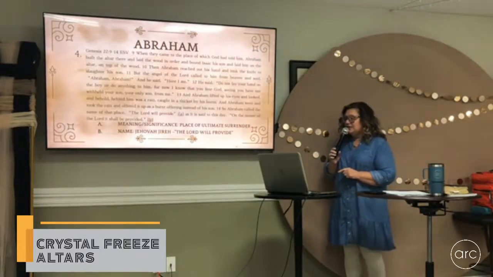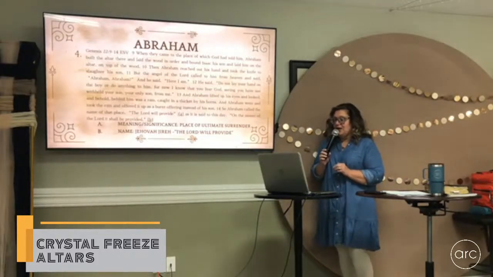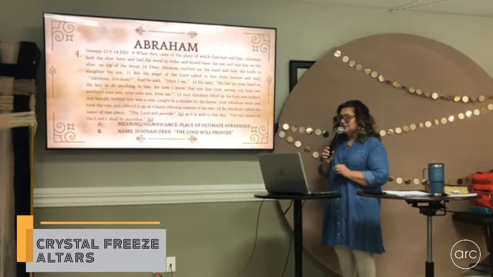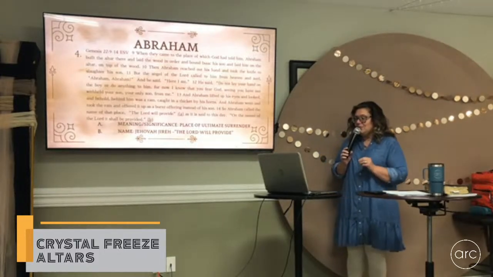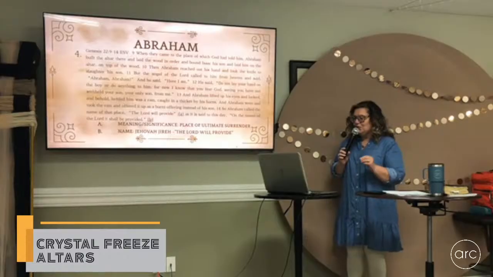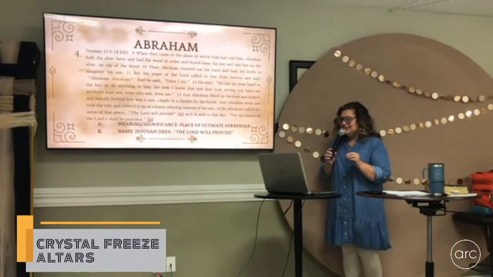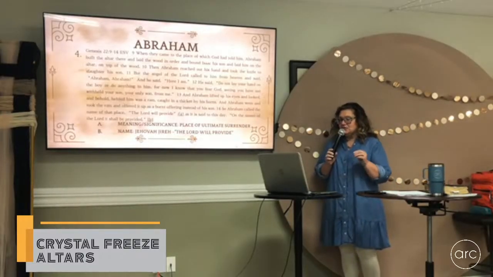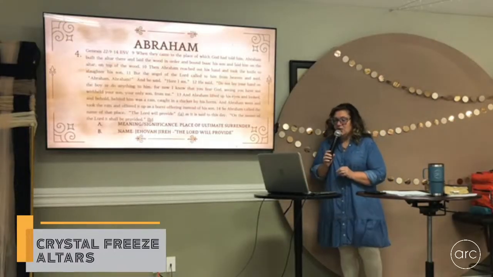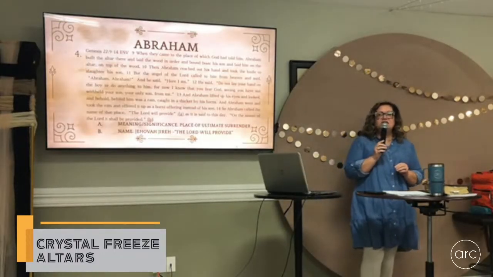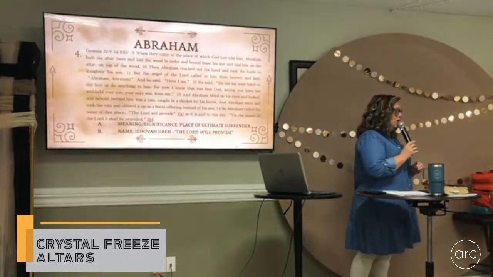And Abraham lifted up his eyes, and he looked, and behold, behind him was a ram, caught in a thicket by his horns. And Abraham went and took the ram, and he offered it as a burnt offering instead of his son. And so Abraham called the name of the place, "The Lord will provide." As it is said to this day, on the mount of the Lord it shall be provided. And so he named that Jehovah Jireh, the Lord will provide.